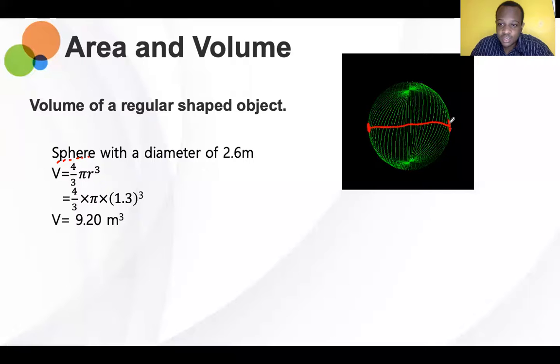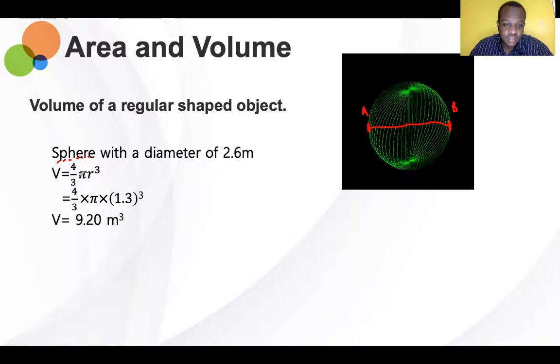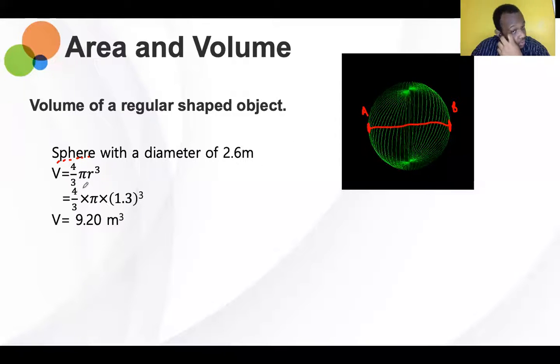Now, diameter will be the distance from A to B, right? Now in our formula, it says R. It doesn't say diameter. What does it want? Pi r cubed. So what is the R? The radius. Right, so what is our radius? Half of the diameter.